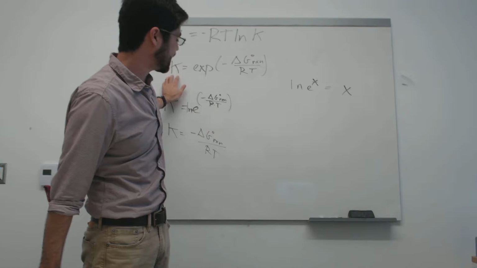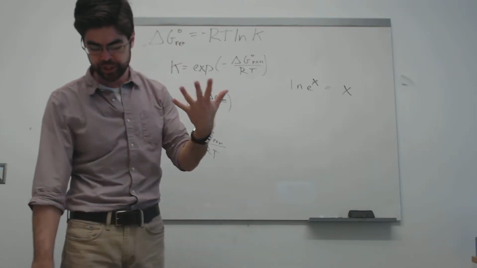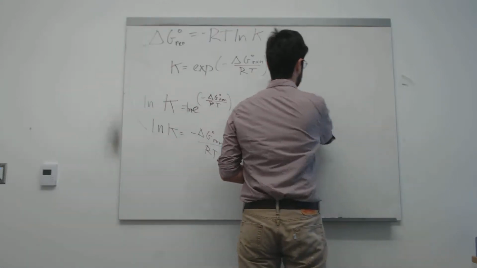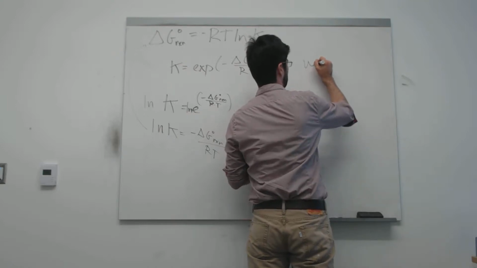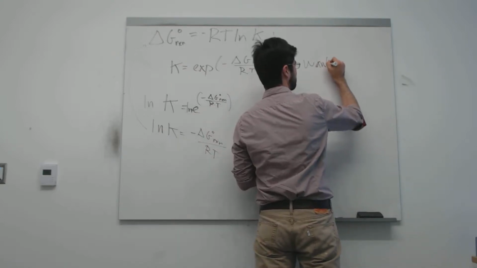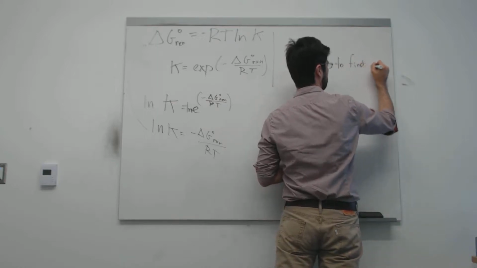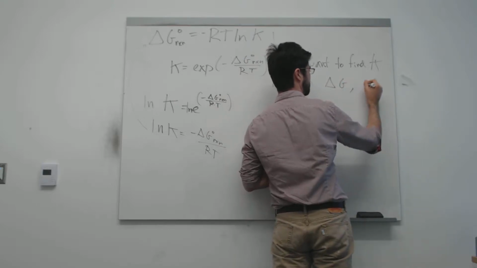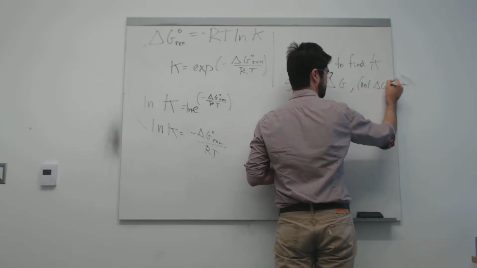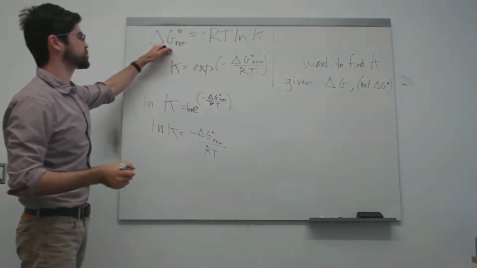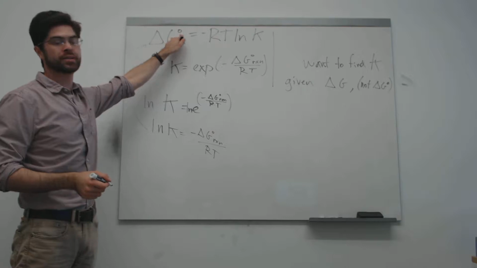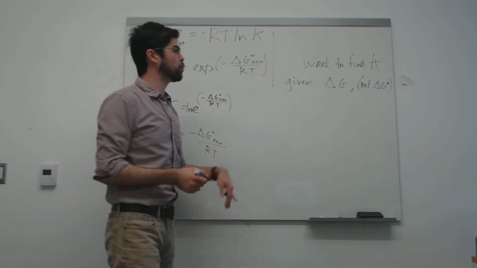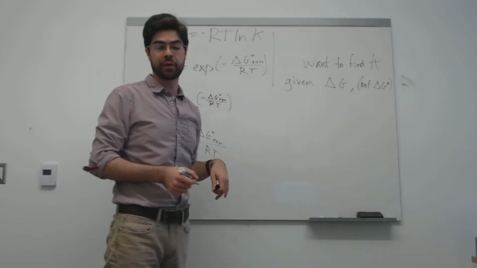How can I determine K when I'm given delta G but not delta G naught? So let's say I'm going to do this separately. If you want to find K given delta G, not delta G naught. That's a good point, this equation only relates to delta G naught, which refers to the free energy change at standard conditions. What if you're not at standard conditions? How can you figure out the equilibrium constant?